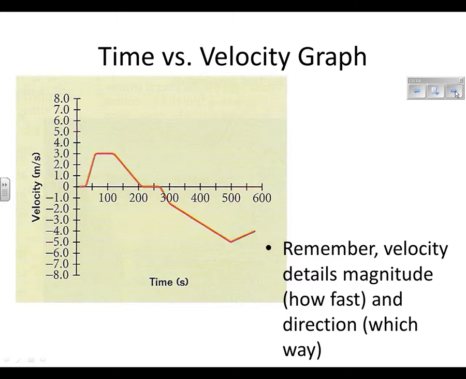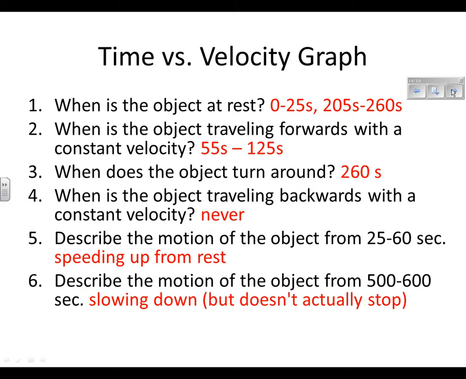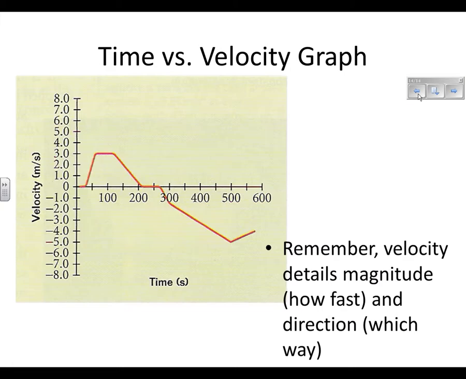So there are two times that the object is at rest. It's traveling forwards with a constant velocity between the 55 second mark and the 125 second mark. Once again, if your numbers are just a little bit different than mine, that's okay. Constant velocity, we just discussed, means that the velocity graph is going to look what? How will a constant velocity look on this graph? Flat, horizontal, right? So during this section right here, this is a constant velocity.